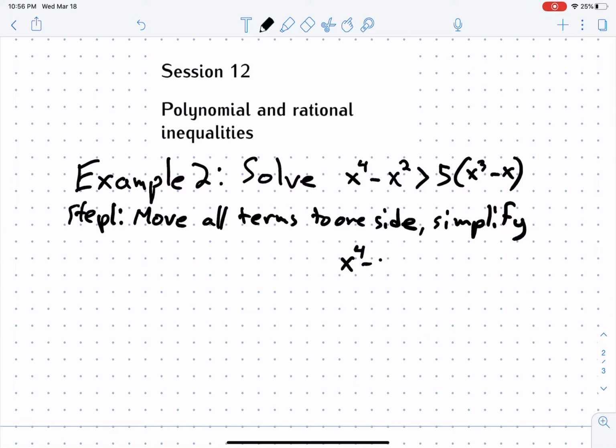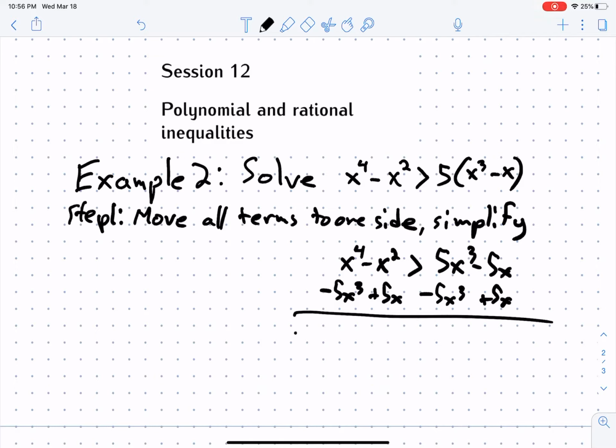Step 1. Distributing, we get 5x cubed minus 5x. And then what am I going to do? I'm going to subtract 5x cubed and add 5x on both sides. And we end up with x to the 4 minus 5x cubed minus x squared plus 5x, and that is all greater than 0. So this is sort of the version of this problem I'm going to work with.